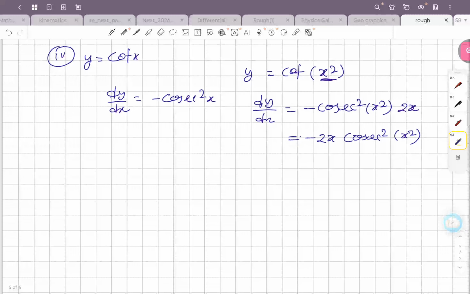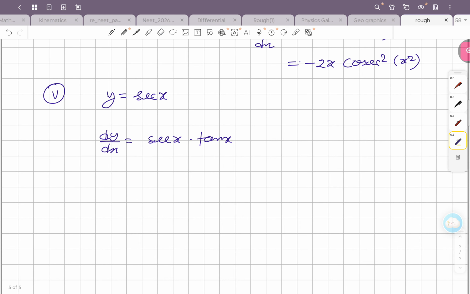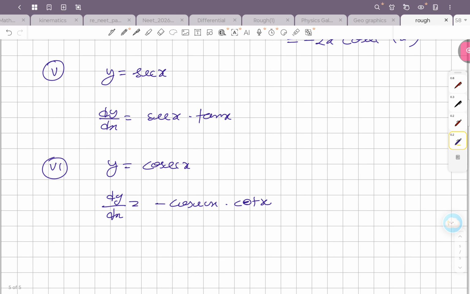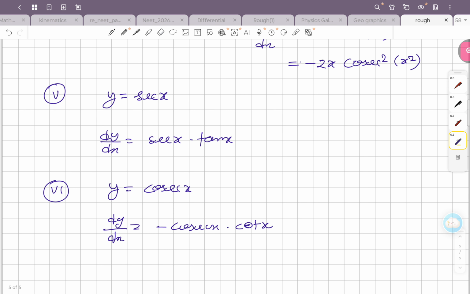Okay, for sec x, if we differentiate, dy by dx is equal to sec x into tan x, and the same thing for cosec x. Y equal to cosec x, so dy by dx is equal to minus cosec x into cot x. Okay, so this is the differentiation of the trigonometric functions. Okay, fine. One more thing, the differentiation of inverse functions.